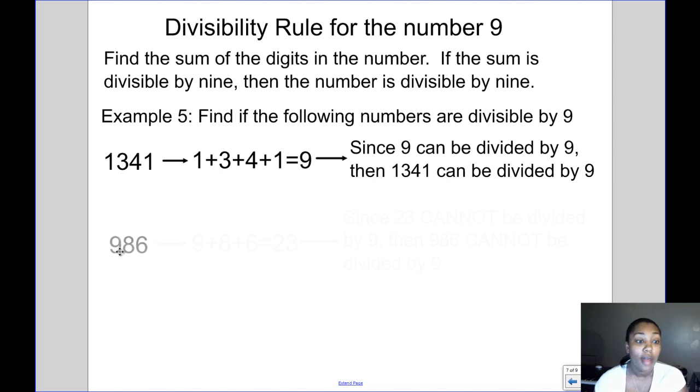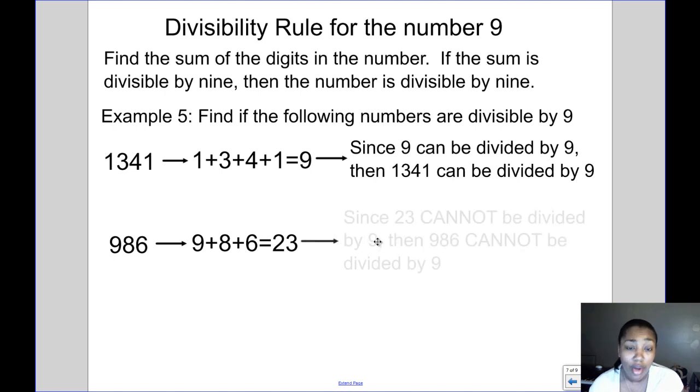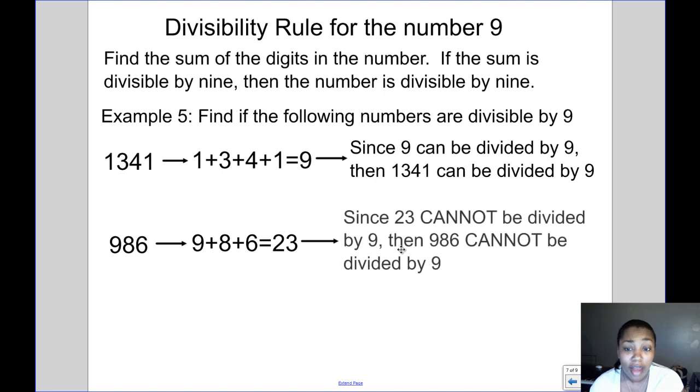Then we have 986. Again, we're going to add those digits together. 9 plus 8 plus 6, and that gives us 23. And then we have to ask, is 23 divisible by 9? Can 9 go into 23 evenly with no remainder? The answer is no. So since 23 cannot be divided by 9, then 986 cannot be divided by 9.